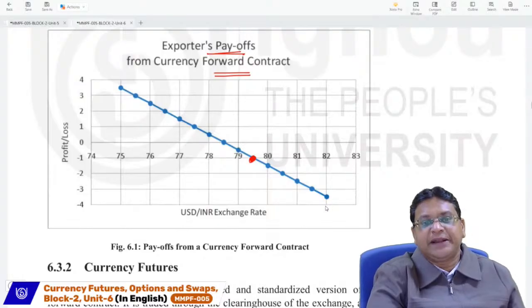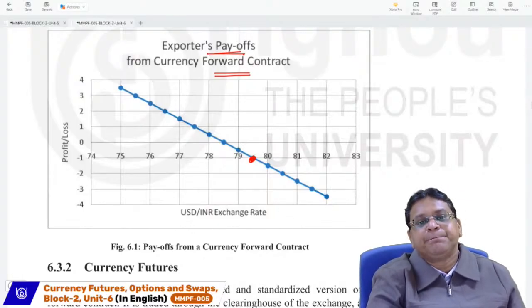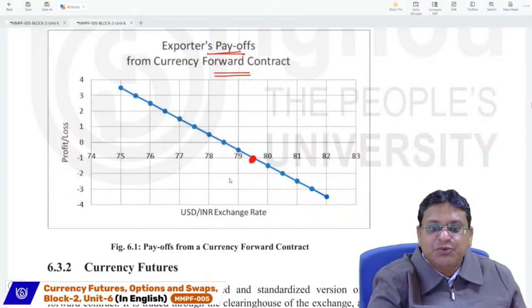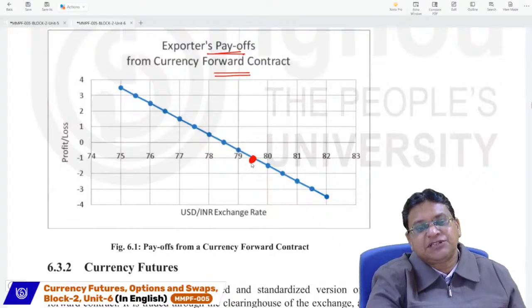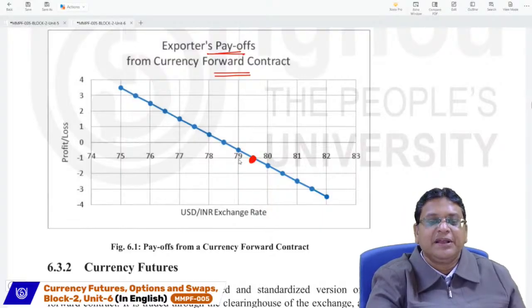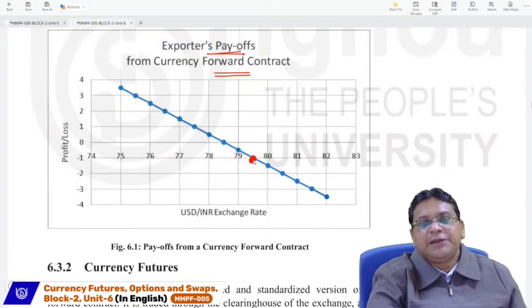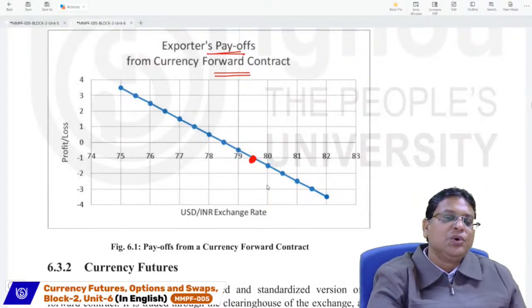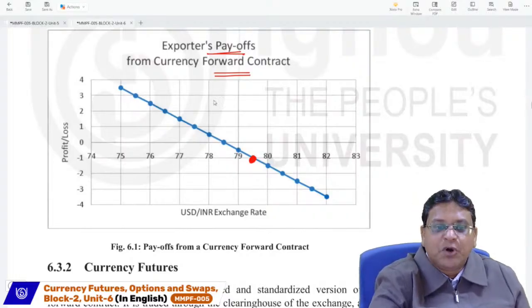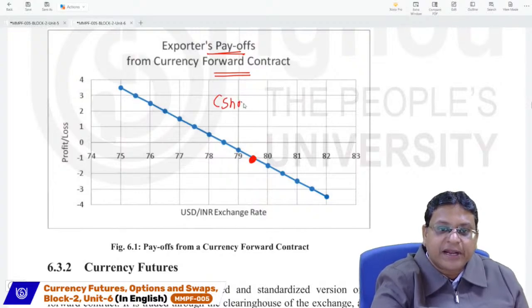So if you have taken a long position, what will happen? If you have taken a long position, it means you have prefixed the buying price at 80. What will be your position? If the price becomes 79, then you will gain. Or if the price becomes 81, you will lose. This is the case. So this is the payoff diagram of a short forward contract.